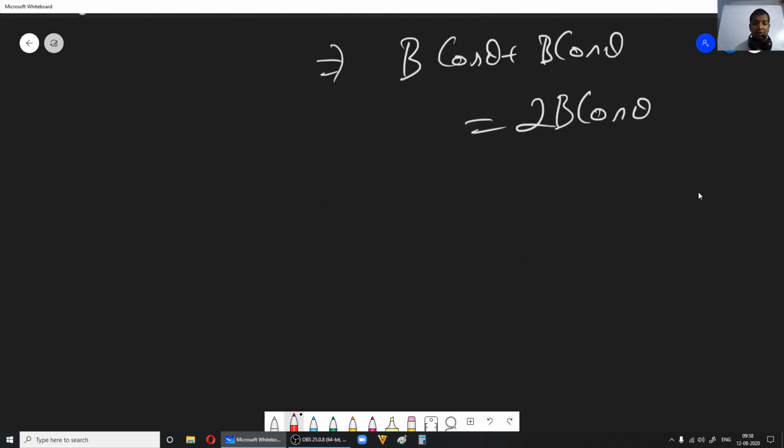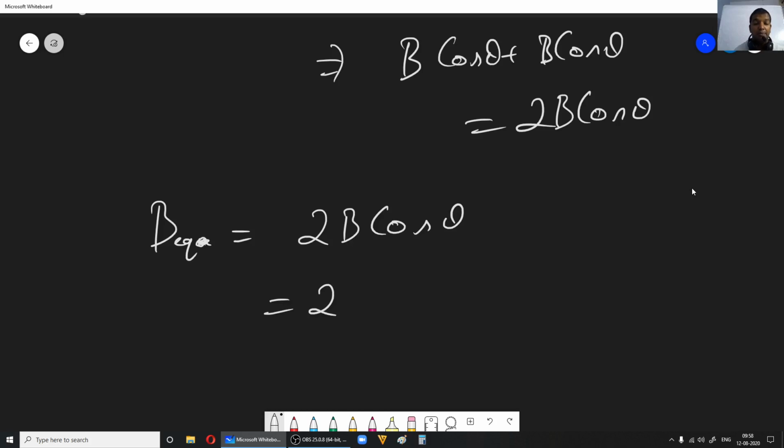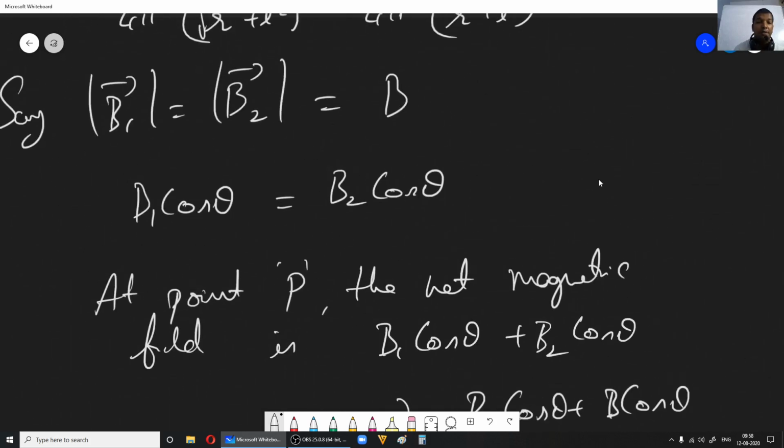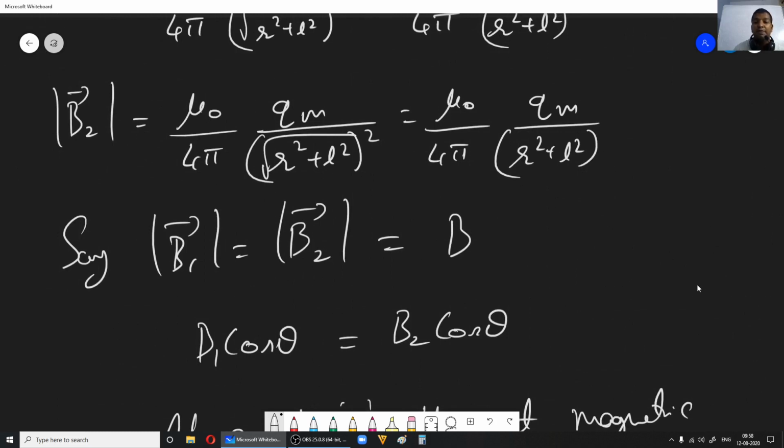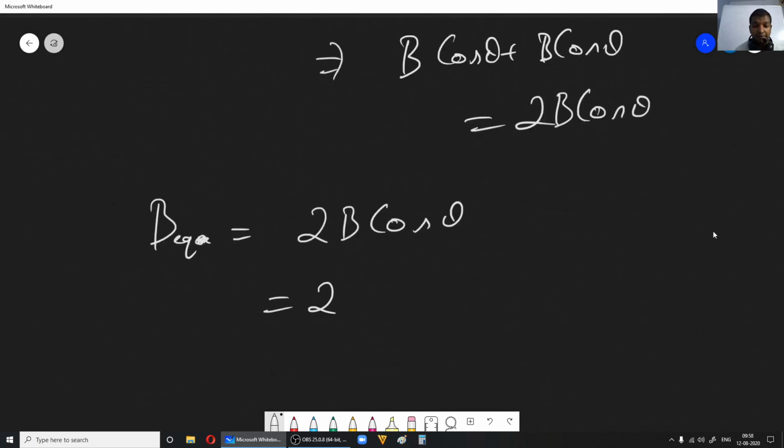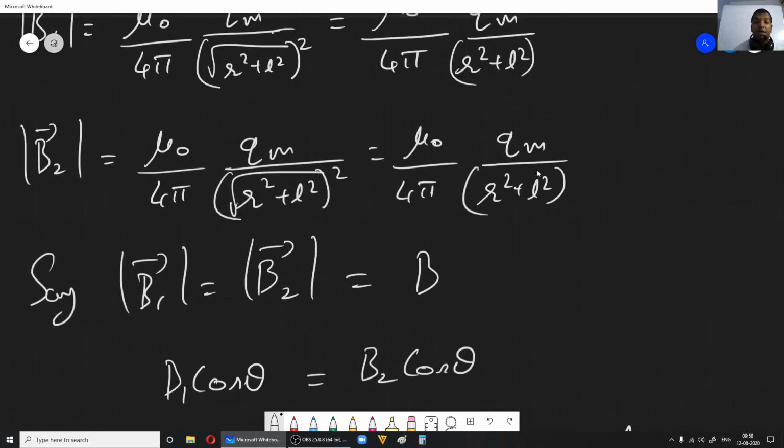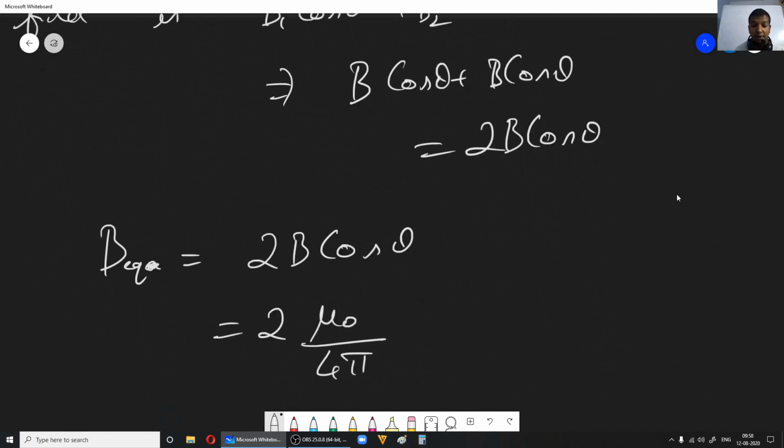Right, so let us try to evaluate this 2B cos theta. B equatorial, I will write it as B EQ, that would be 2B cos theta. Now B was the magnitude of B1 or B2, both are the same. So mu naught divided by 4 pi, then you have qm divided by r square plus l square, times cos theta.